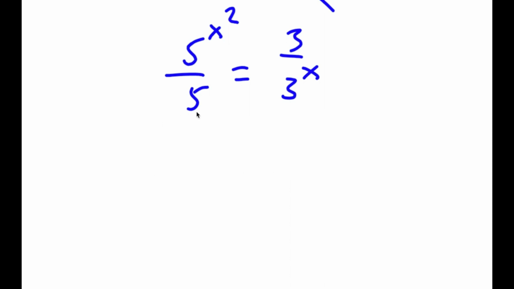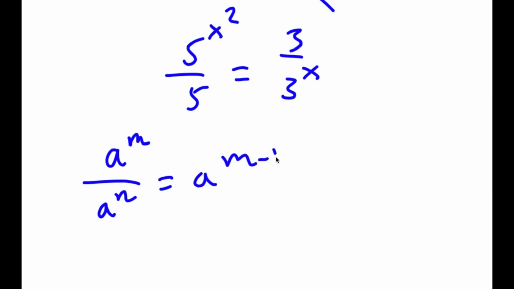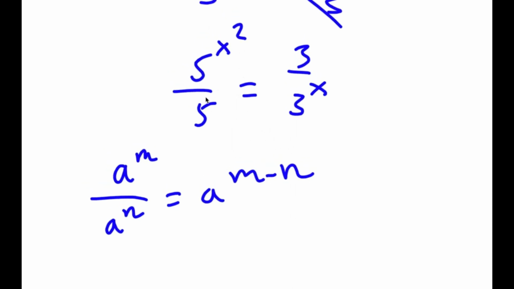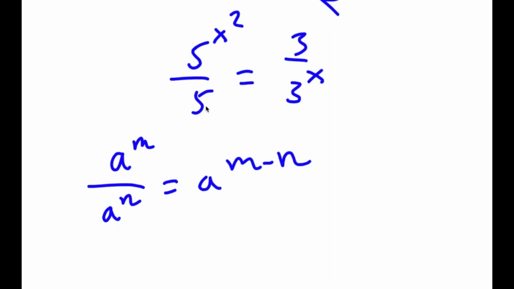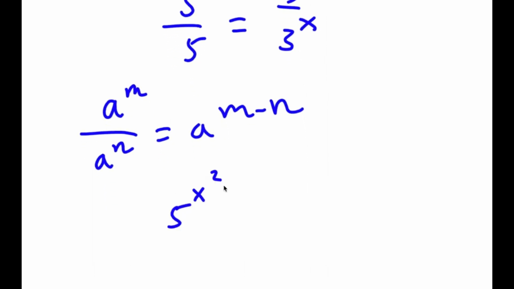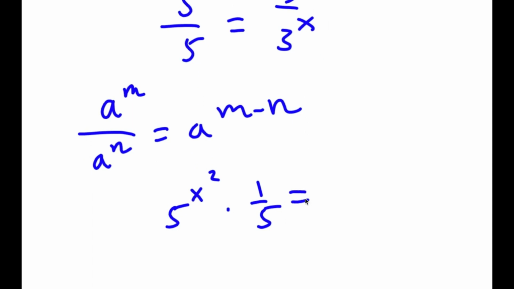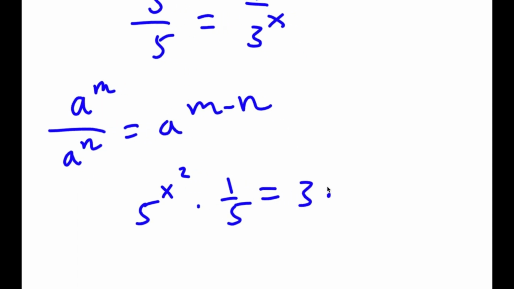So now, if I have something in the form a to the power of m over a to the power of n, this is equal to a to the power of m minus n, right? Now, 5 to the power of x squared over 5, well, this is the same thing as 5 to the power of x squared times 1 over 5, which is equal to 3 times 1 over 3 to the power of x.